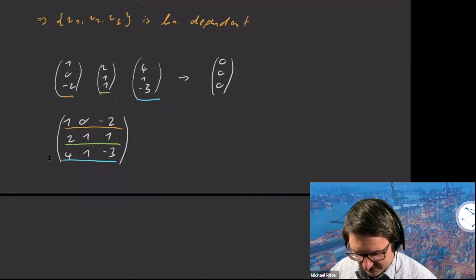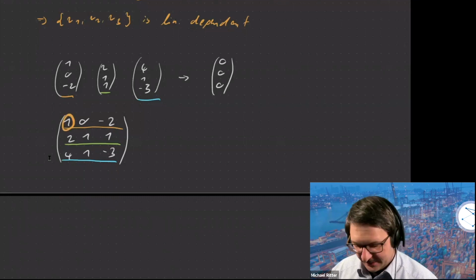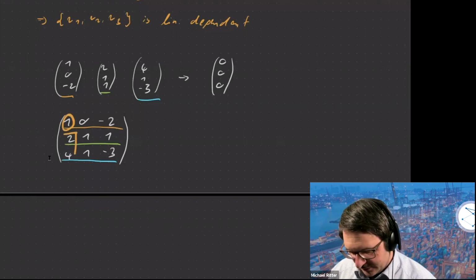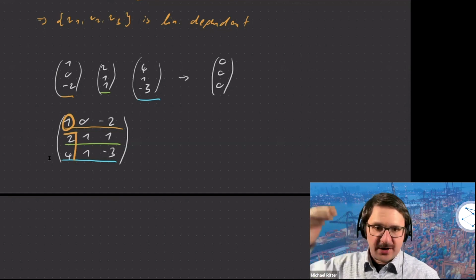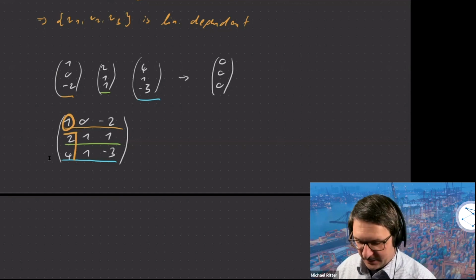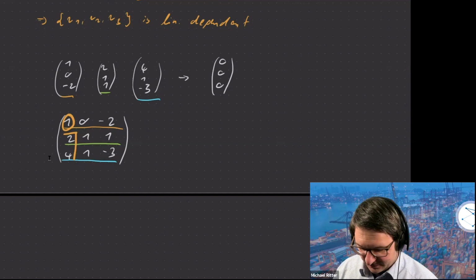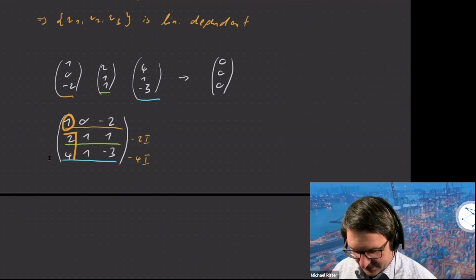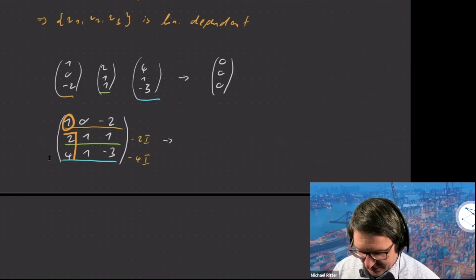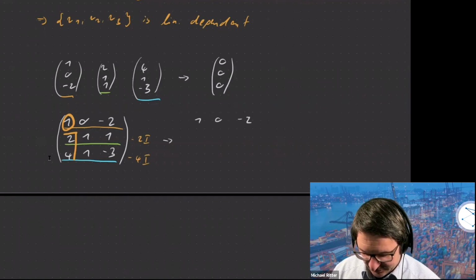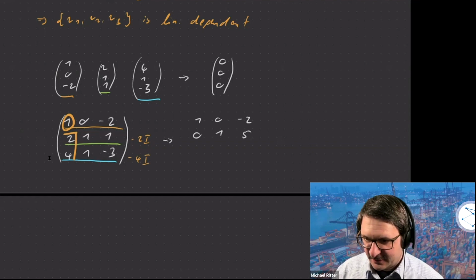And the first thing I could do is use this one here as a pivot element. And I could try to combine the first row with the other two to get zeros in the first column. So if I'm doing that, then of course I have to subtract 2 times row 1 from the second and 4 times row 1 from the third. So I would get 1, 0, -2. I just copy the first row. The second becomes 0, 1, and we have 1 plus 4, that is 5, hopefully.